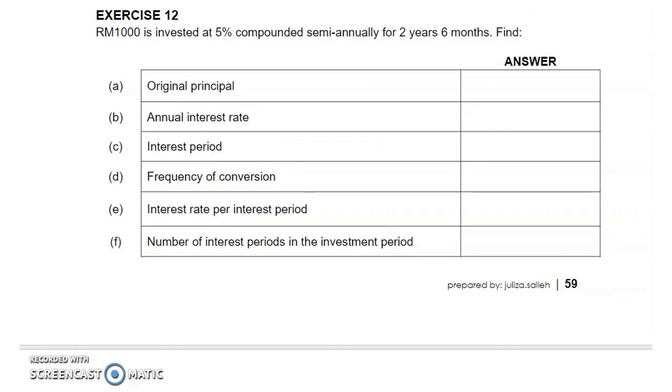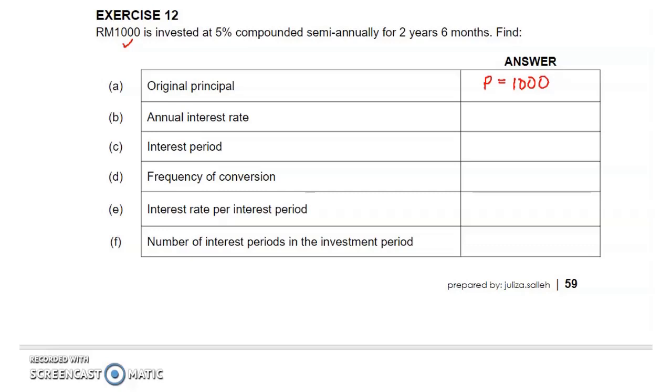Okay, now let's look at this example. A situation is given here, and you need to identify the values according to each term. 1,000 ringgit is invested at 5% compounded semi-annually for 2 years and 6 months. A, find the original principal. Here the original principal is 1,000 ringgit, so P is 1,000 ringgit. This exercise is just to identify the values according to the terms under the compound interest topic.